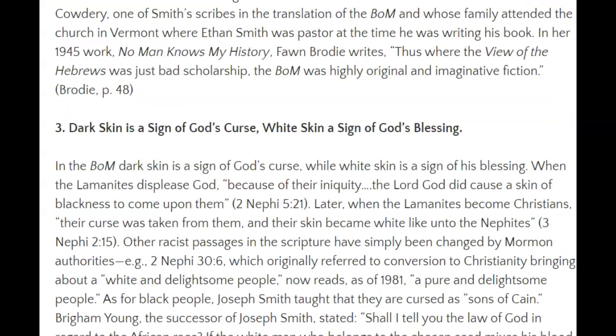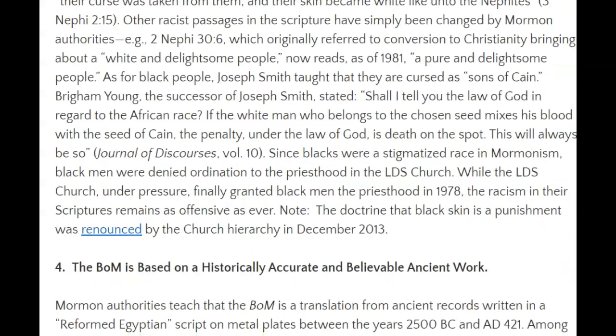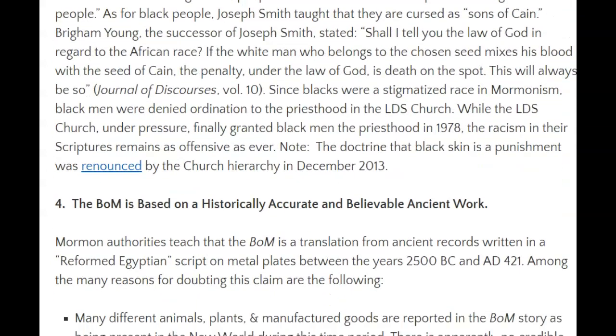They believe that dark skin is a sign of God's curse, white skin a sign of God's blessing. I'm not sure where that interpretation comes from, but they will find chapter and verse to substantiate their hard beliefs. The Book of Mormon is based on a historically accurate and believable ancient work.